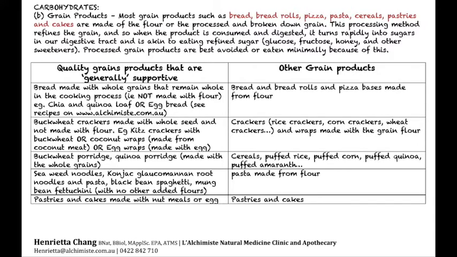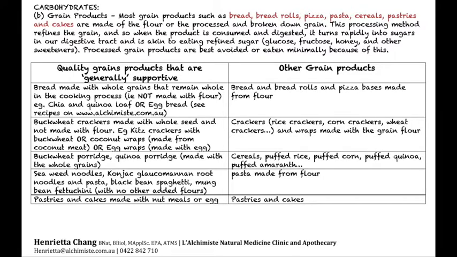Similarly with pasta, pasta is actually made from flour. And same with your pastries and cakes made from flour too. And in addition, your pastries and cakes also have sugar and sweeteners added to them. So if we go back to the left-hand side here, there's an option for noodles here. Obviously pasta made from flour is going to spike your blood sugar levels.